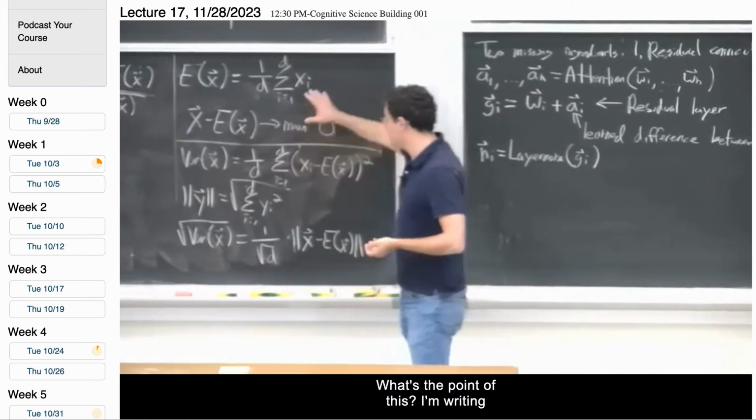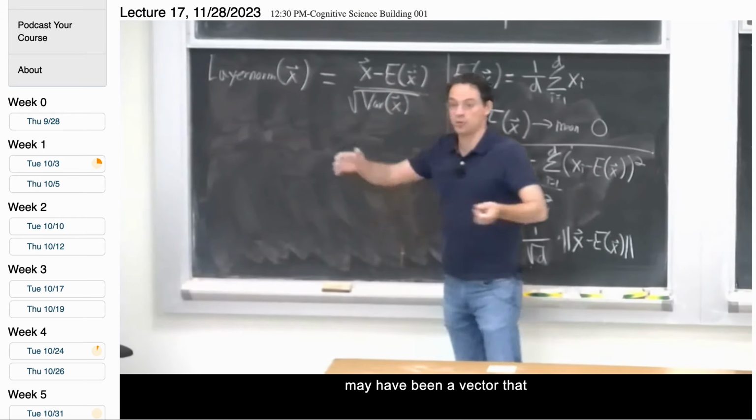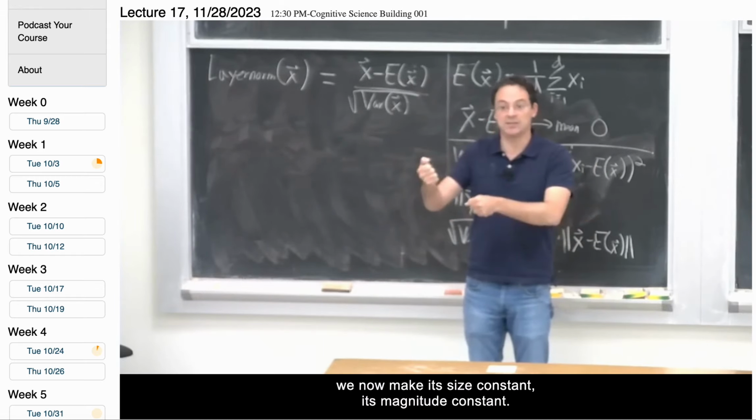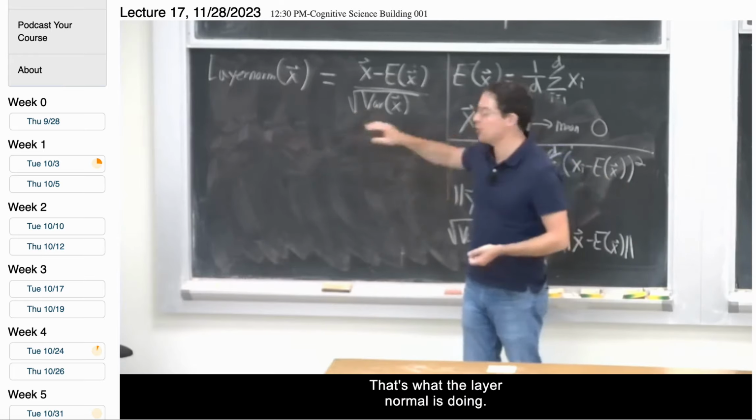I'm writing out the math so that we can eventually get to the intuition. The intuition is that we're taking what may have been a vector that was very large or very small, and by dividing by the magnitude of that vector, we now make its magnitude constant. So we're transforming an arbitrarily large or small vector into a vector of known magnitude. That's what the layer norm is doing.